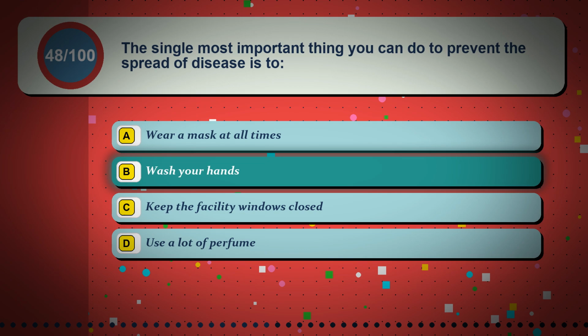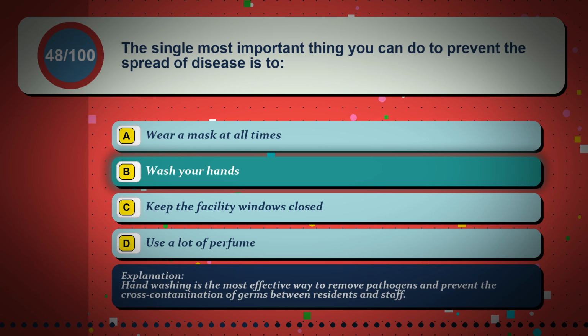The correct answer is option B. Wash your hands. Hand washing is the most effective way to remove pathogens and prevent the cross-contamination of germs between residents and staff. Question 49.